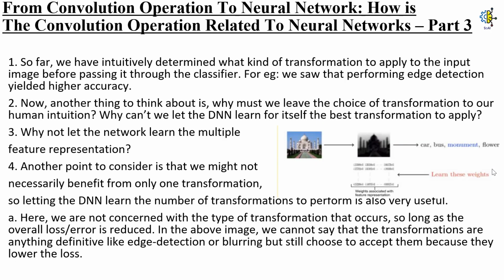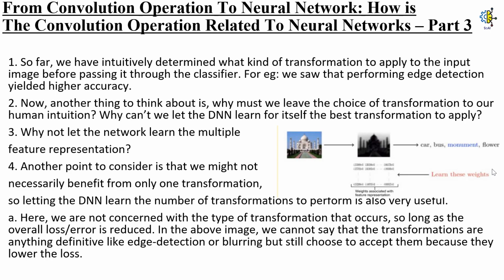Now part 3. So far, we have intuitively determined what kind of transformation to apply to the input image before passing it through the classifier. For example, we saw that performing edge detection yielded higher accuracy. Now, another thing to think about is why must we leave the choice of transformation to our human intuition? Why can't we let the DNN learn for itself the best transformation to apply? Why not let the network learn the multiple feature representation?